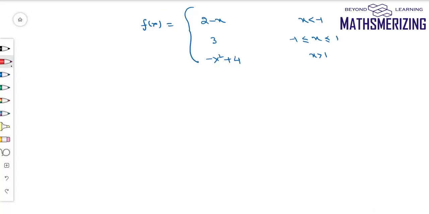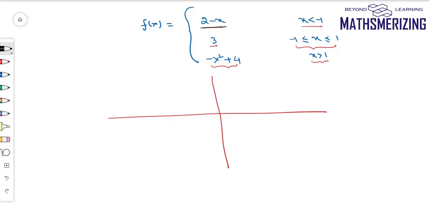Now suppose the function is defined as 2 minus x when x is less than minus 1, 3 when x lies between minus 1 and plus 1, and 4 minus x square when x is greater than 1. So again, I'll draw the axis. So this first subfunction again is a straight line, which is y equals 2 minus x. So when x is minus 1, this value is 3. And when x is minus 2, this value is 4. So I'll draw this portion of the straight line.